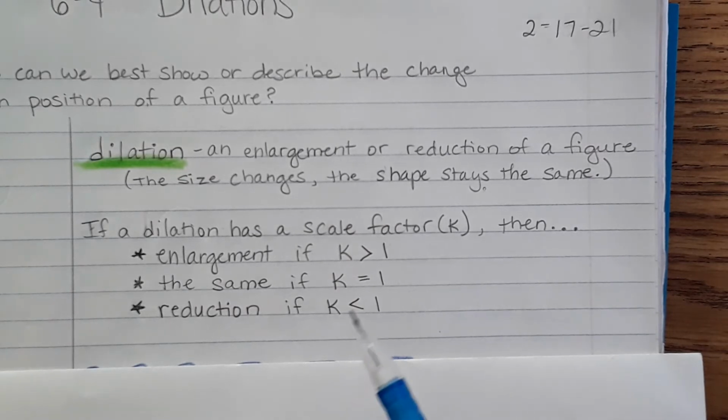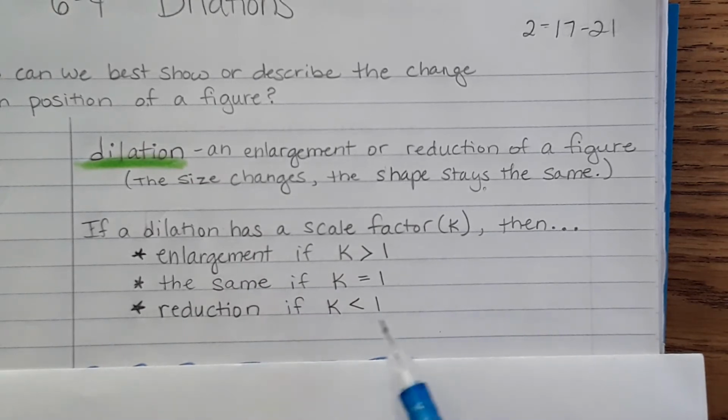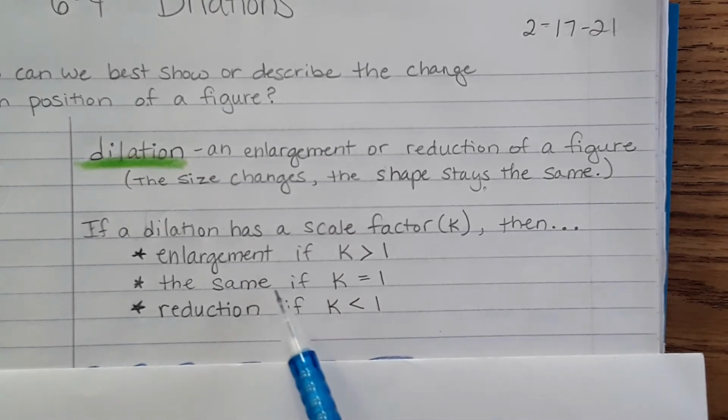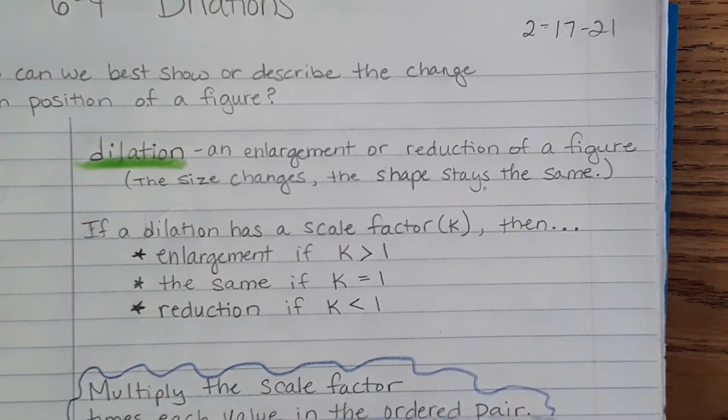If you multiply a number by something larger than 1, your value would get bigger. That's an enlargement. If you multiply by exactly 1, it turns out to be the same number. And if you multiply by a value less than 1 but greater than 0, so still staying positive, like a fraction, 1/2, or any value between 0 and 1, there would be a reduction, or it would get smaller.